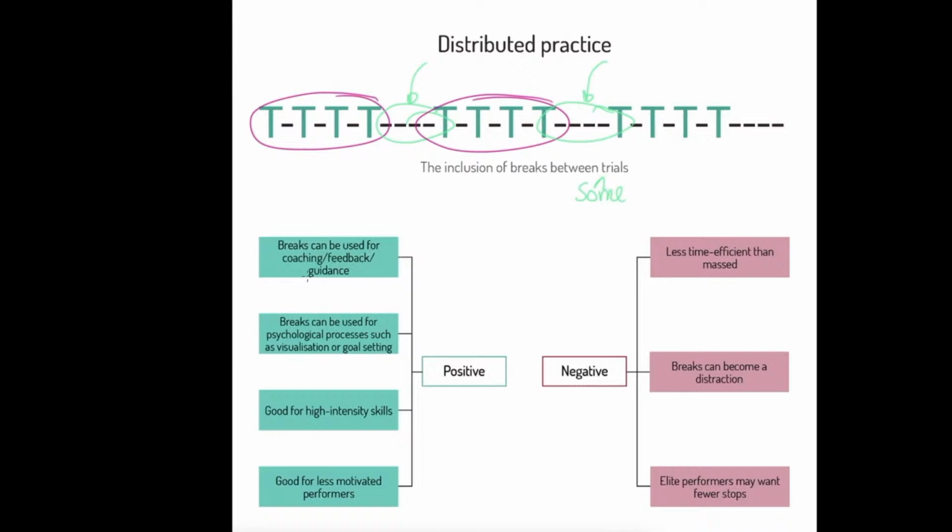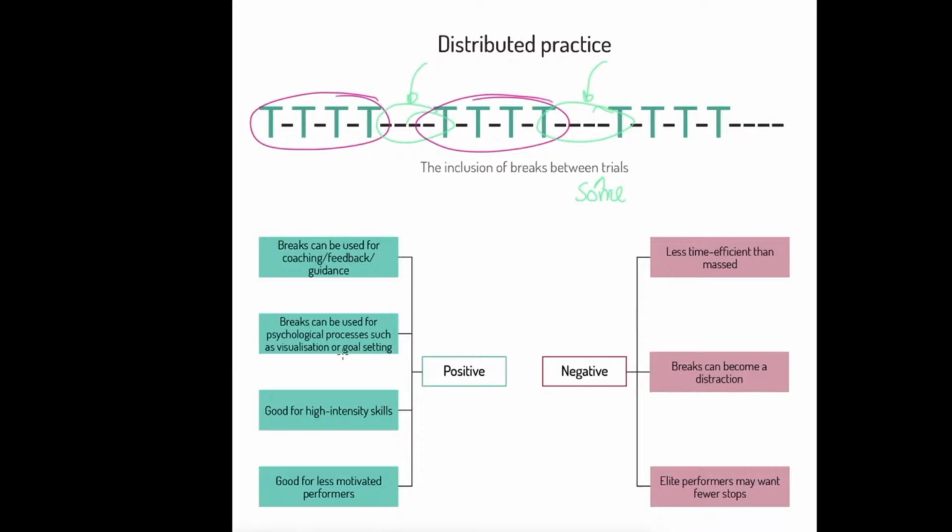First of all, coaching is a generic term, effectively a coach engaging with an athlete. But feedback, of course, is a specific term. Guidance is a specific term. You could be talking here about a coach having the opportunity to use visual guidance. That visual guidance could relate to, for example, video overlays, or it could be a video annotation of the performance. The breaks can be used for psychological processes such as visualization or goal setting. So again, recognizing the value of mental preparation, that's a real positive for distributed practice.